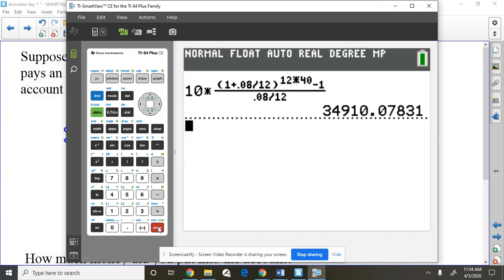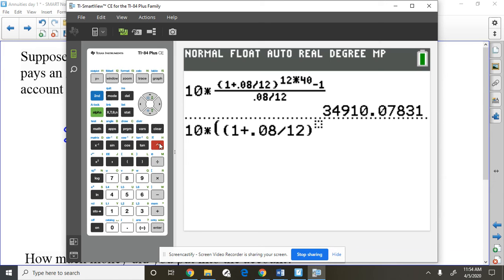If you have a calculator that does not have the fraction bar, you will need to put parentheses around the entire numerator and the entire denominator. So you would do 10 times parentheses, a second parentheses for the 1 plus 0.08 over 12.